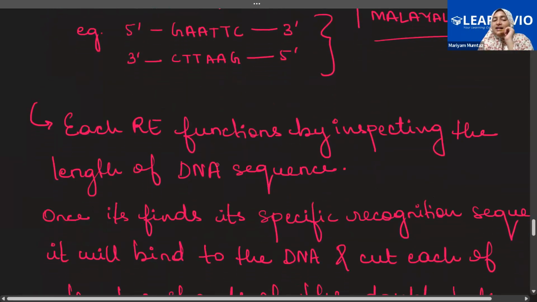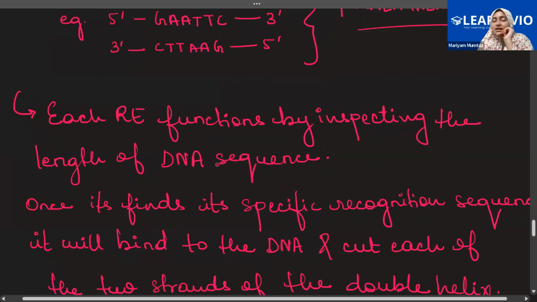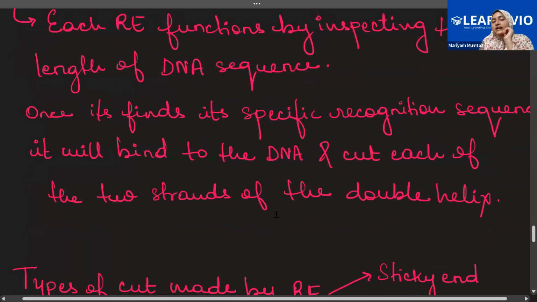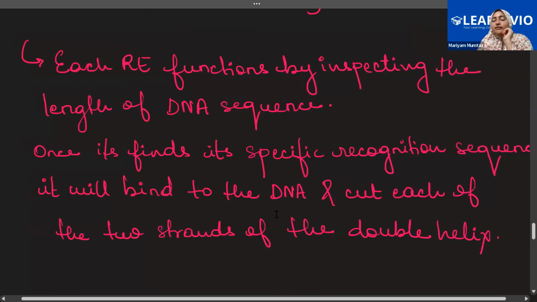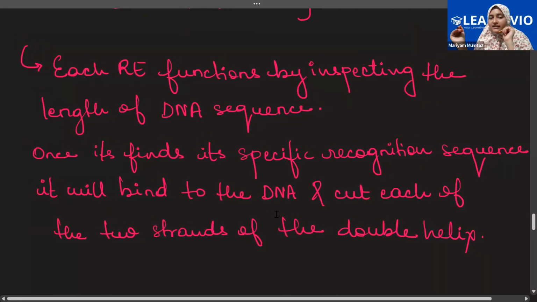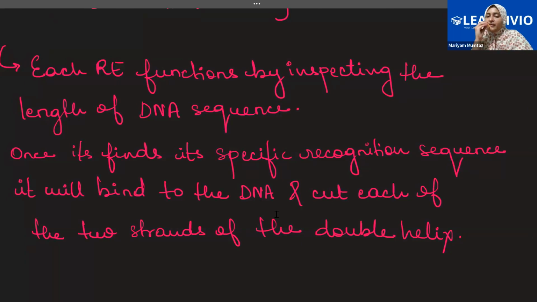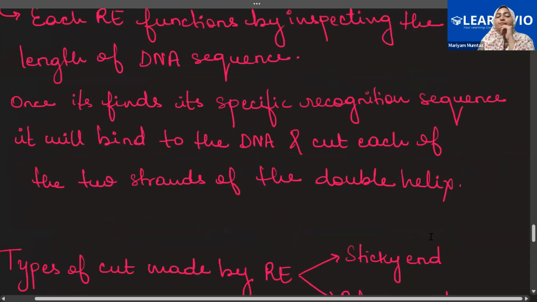Also remember one thing, that each of the restriction enzymes inspects the length of the DNA sequence. Once it finds its specific recognition sequence, it will bind to the DNA and then it will cut each of the 2 strands of the double helix. Meaning, it will first inspect the length, and once it finds its sequence, it will bind to that DNA and then start cutting the strands of the double helix DNA.